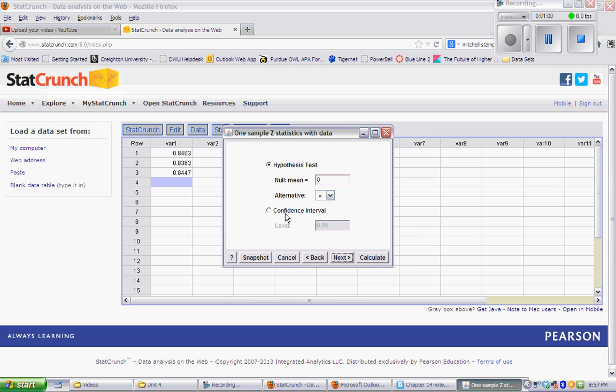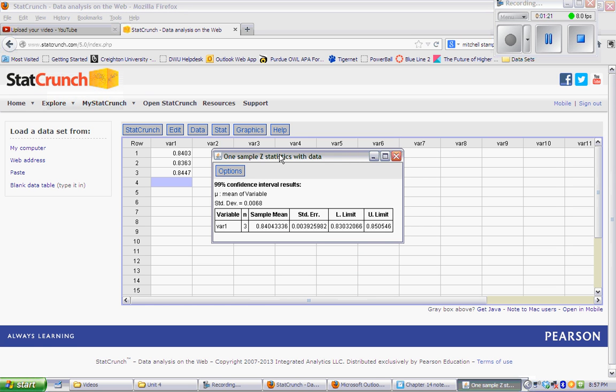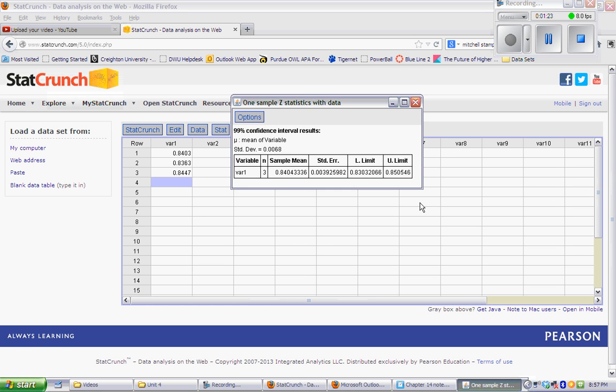Click next. We are going to do a confidence interval. We're not hypothesizing anything, which we will do here in just a little bit. And we're going to change our level to 0.99 because the problem is asking for a 99% confidence interval. We can just leave that one blank and click on calculate. And there's our 99% confidence interval.